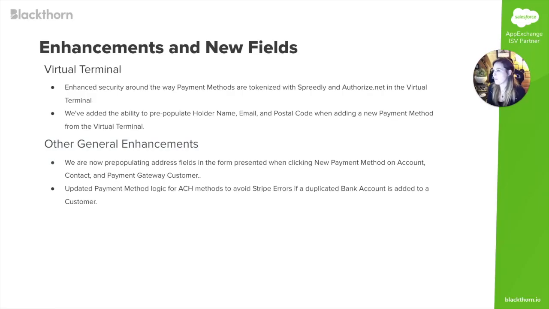All right, next we're going to review enhancements and new fields. So we've released some enhancements this month around the virtual terminal, which include heightened security around tokenization of payment methods with Authorize.net and Spreedly. We've also added the ability to pre-populate holder name, email, and postal code when using the new payment method action in the virtual terminal. So let's take a look at what those changes look like.